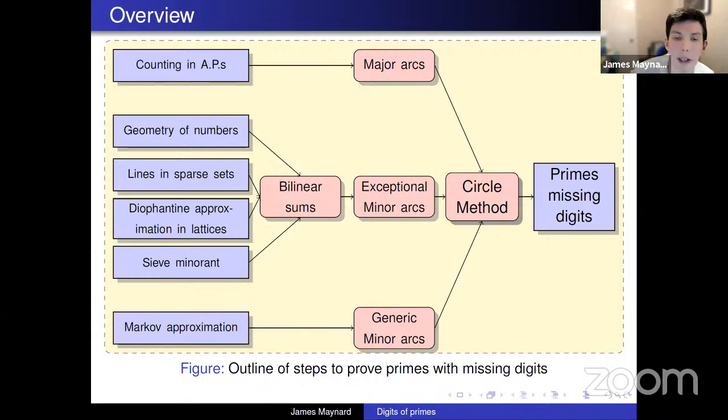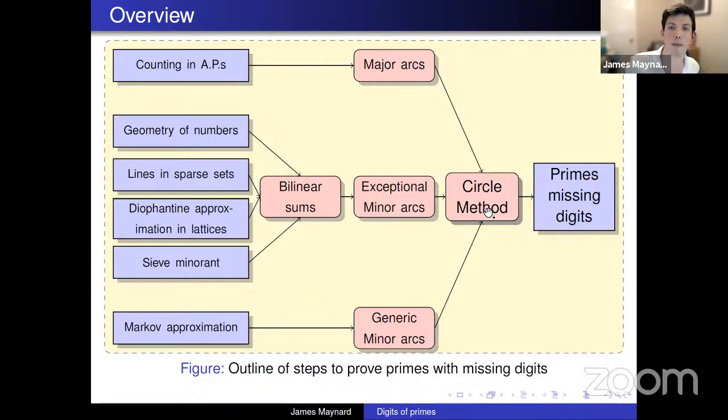So I basically reached the end of my talk and the end of my time. Here's just a schematic overview again of the different steps that we were using to try and answer this fairly basic question about primes with missing digits. We wanted to use Fourier analysis to study the whole problem. So this was called the circle method.